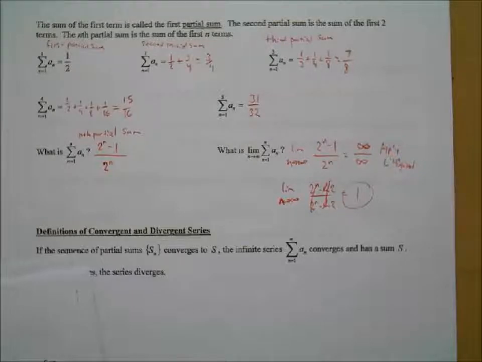Okay. So let that sink in. We're adding up an infinite number of things. We're starting with 1/2, and then we're adding 1/4, and then 1/8, and then 1/16, 1/32, all that stuff. And eventually those infinite terms will add up to 1.